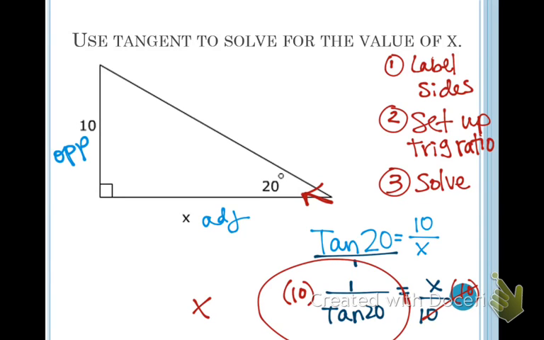Does it matter that I put 1 over tangent? Yes, it does. Do you want half your paycheck or do you want double your paycheck? I would want double. So the fraction is very different. So what is 10 times 1 over tangent of 20? What do we say? 27.5.